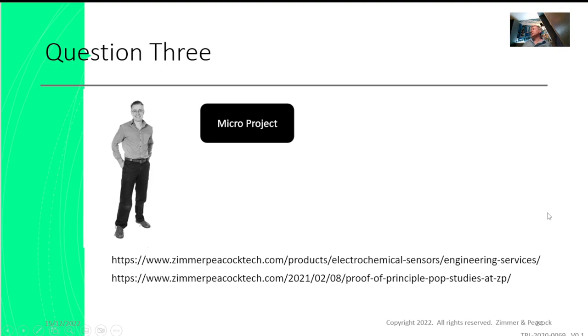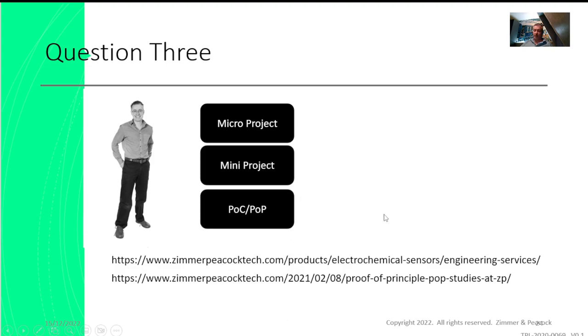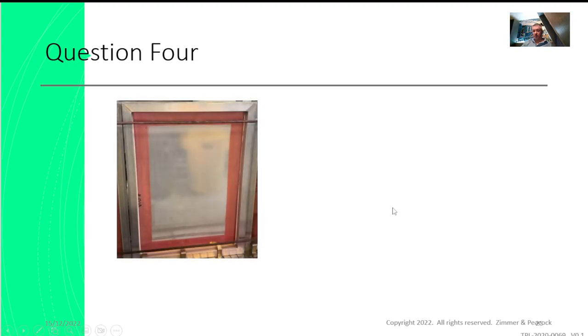To engage with us, I think the smallest engagement has to be a micro project. I've got some links to that. Mini projects scale up from there, and then proof of concept. We can do lots of good work in a proof of concept, but the lowest level of engagement is what we call a micro project with us at ZP.